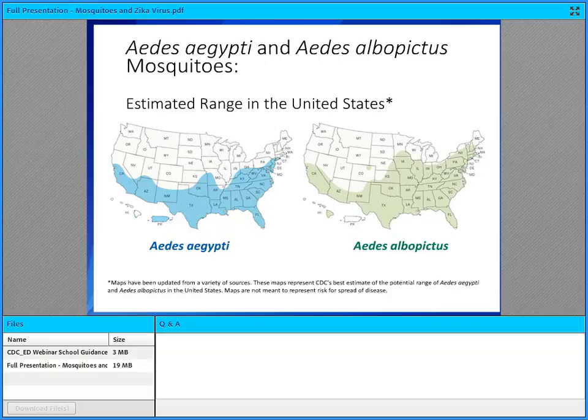This range is just an estimate. It's a display of where we have actually physically captured, found, and identified these mosquitoes at its northernmost range, and the assumption has been made that if it's present at a particular latitude, it could also be found and capable of surviving south of that.